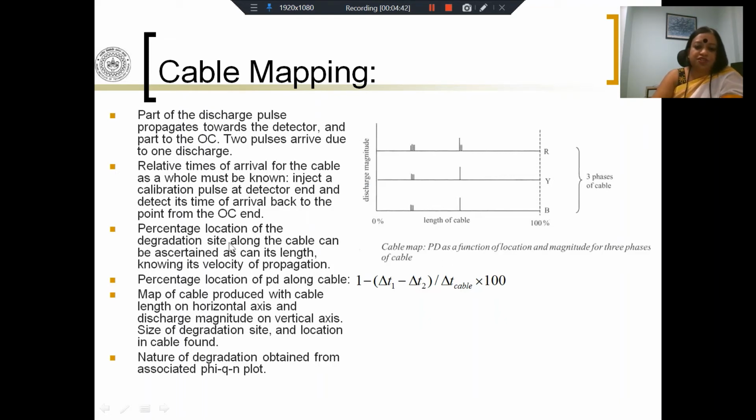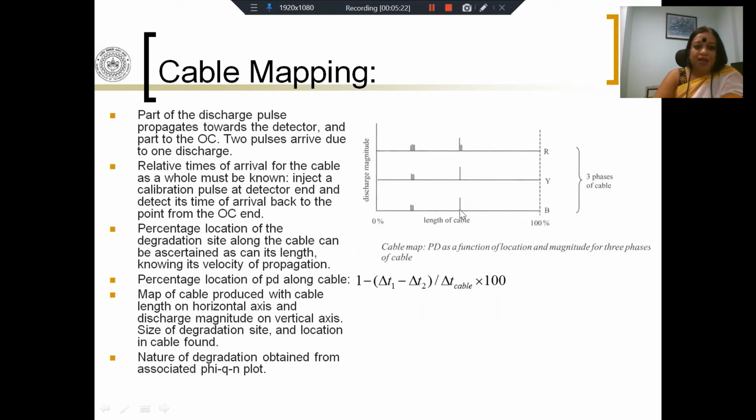Percentage location of the degradation sites along the cable can be ascertained now because we know the length of the cable and we know the velocity of propagation. Percentage location of PD along the cable will be given approximately as 1 minus (delta T1 minus delta T2, the difference in times between the two signals) divided by delta T for the cable, the time required for the calibration pulse to traverse the entire cable distance. As a percentage of that, the time ratio will give a measure of the distance ratio. A map of the cable is produced with cable length on the horizontal axis and discharge magnitude on the vertical axis, as seen here.